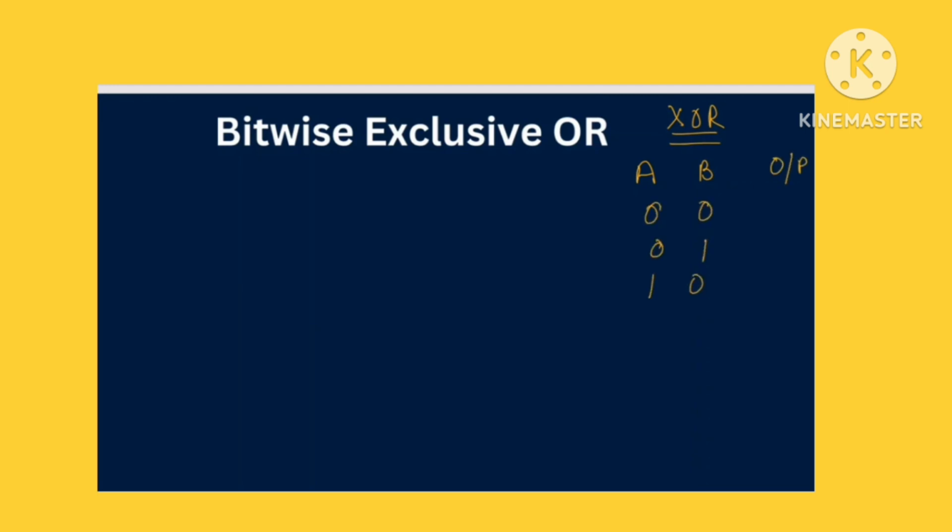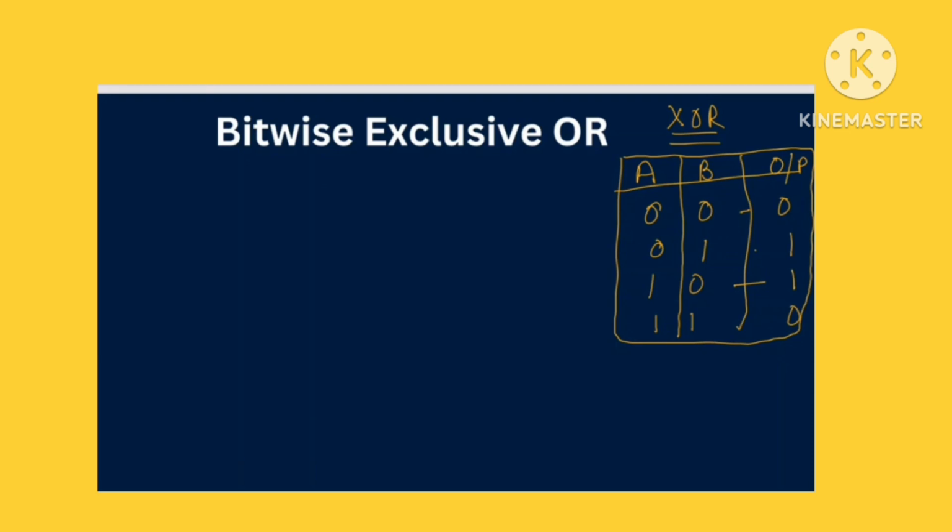Now the bitwise exclusive OR. First we will see the truth table of bitwise exclusive OR. Whenever the inputs are different, the output will be 1. If the inputs are the same, the output will be 0. So in case of 0 0, same input, output will be 0. 1 1, same input, output will be 0. Different inputs, output will be 1. So we will solve some questions based on this XOR.